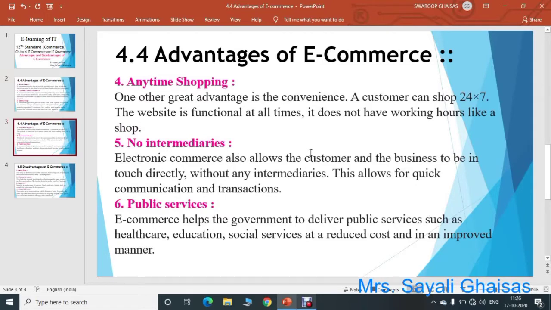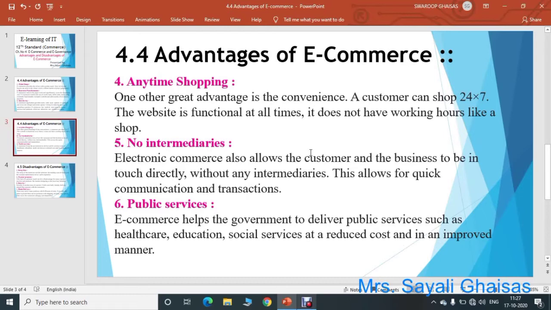Next one is anytime shopping. One other great advantage is convenience, that is the user or buyer can buy a product anytime. A customer can shop 24 by 7 hours. In case of traditional commerce, there will be a limitation of a certain time period, mostly in the daytime. But in case of e-commerce, buyers can purchase the product anytime, 24 by 7 hours.